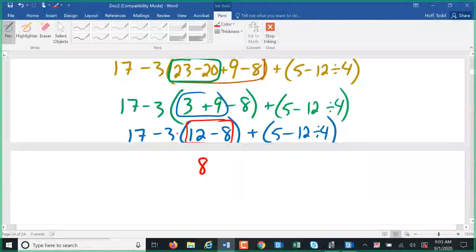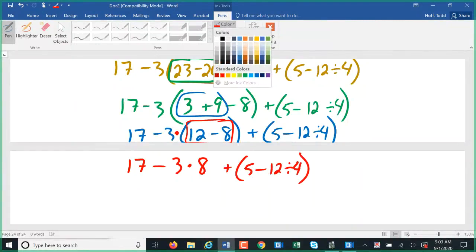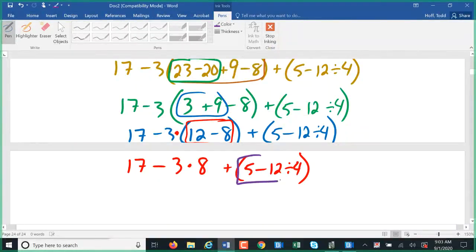Again, this parentheses does also stand for multiplication. It's 3 times what's in the parentheses, so that's going to become 3 times 8. So I'm done with that parentheses. It's gone now. I go back out to see if there are other parentheses to deal with, and there are. There's one more set of enclosing symbols over here.